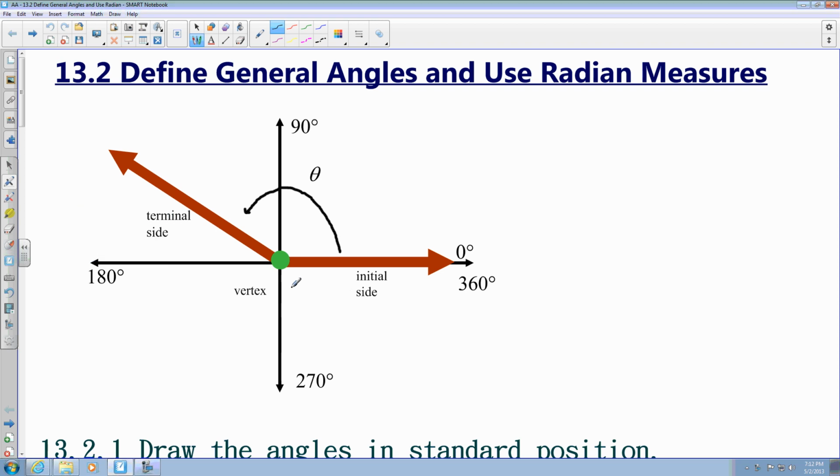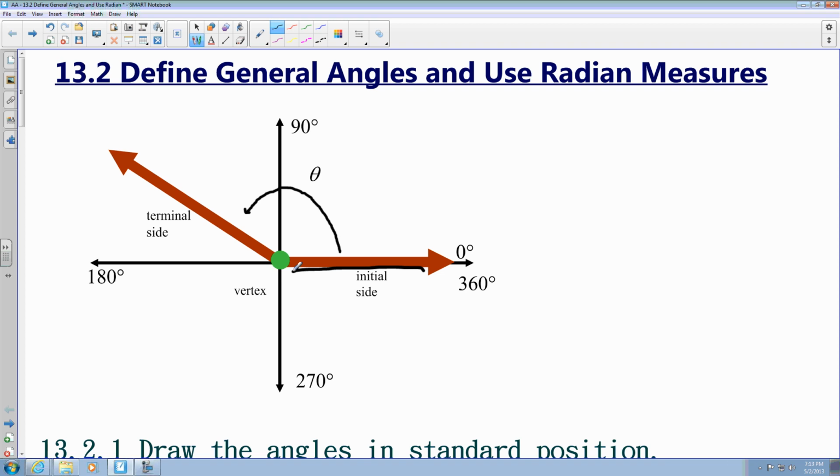All right, so we're in section 13.2 where we get to define general angles and also use radian measurements. First thing I want to discuss is being able to figure out how to create an angle on a quadrant plane. This arrow here to the right is considered the initial side, so that's where you would start your angle. You always would start it on the positive portion of the x-axis.